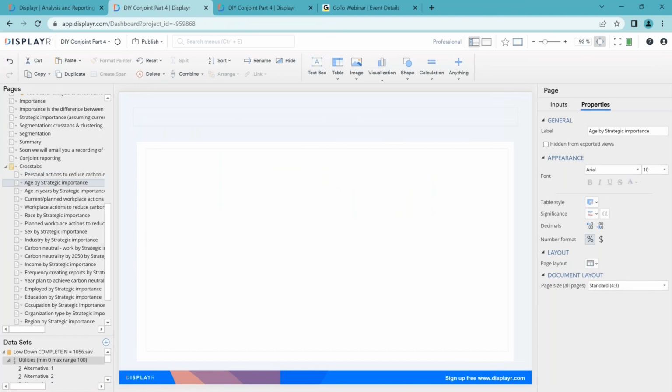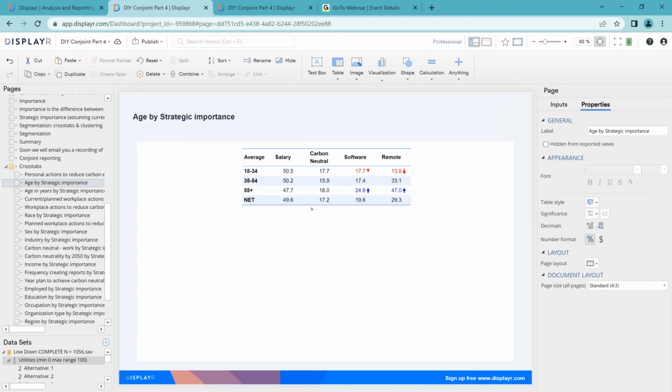Age is really quite interesting, I think. What we see here is that the carbon neutrality and salary are common across all of the ages, but it's the older people who are caring a lot more about software and being remote. Anyways, lots more detail that we can dig into there and find interesting results.